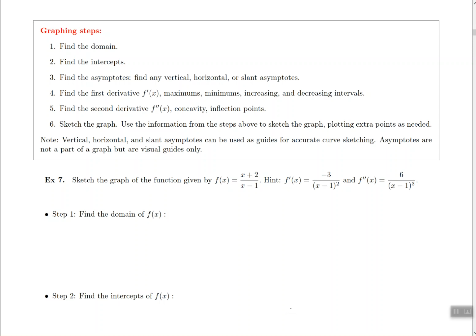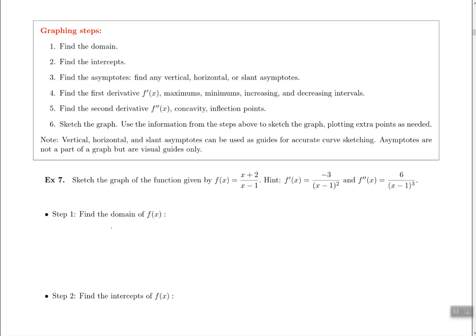Okay, so in this video I'm going to give you steps for graphing a rational expression, well, just graphing in general, but these are the steps that we're going to be going through in this problem. So take a look at the function f of x. I provided you with the first and second derivative to make life a little bit easier in this problem, but in step number one we typically find the domain.